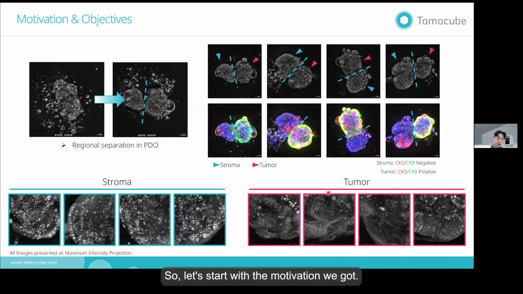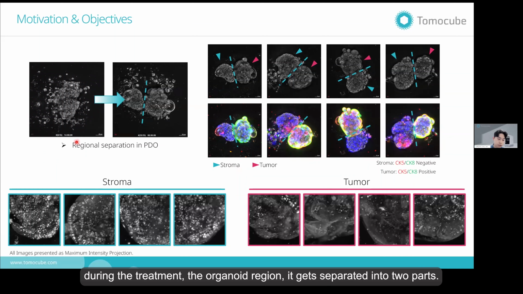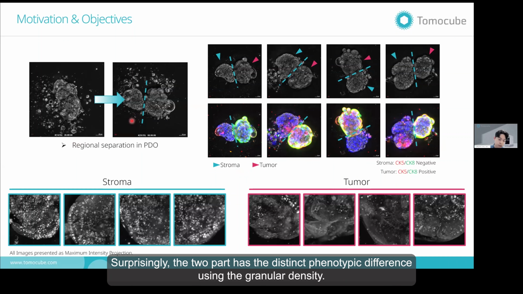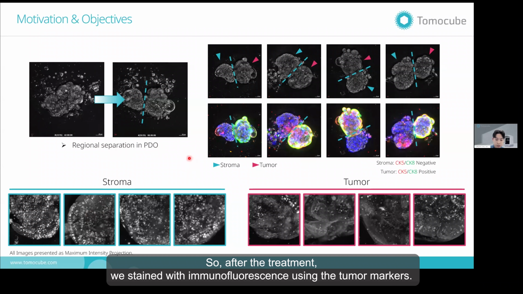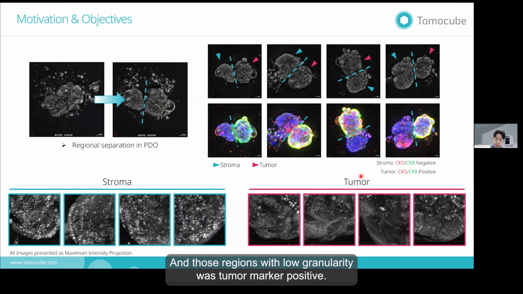So let's start with the motivation we got. During the time lapse, as you can see in Lucile's presentation, during the treatment, the organoid region gets separated into two parts, and surprisingly, the two parts have a distinct phenotypic difference in granule density. After the treatment, we stained with immunofluorescence using the tumor markers, and those regions with high granularity were negative for the tumor markers, and those regions with low granularity were tumor marker positive.